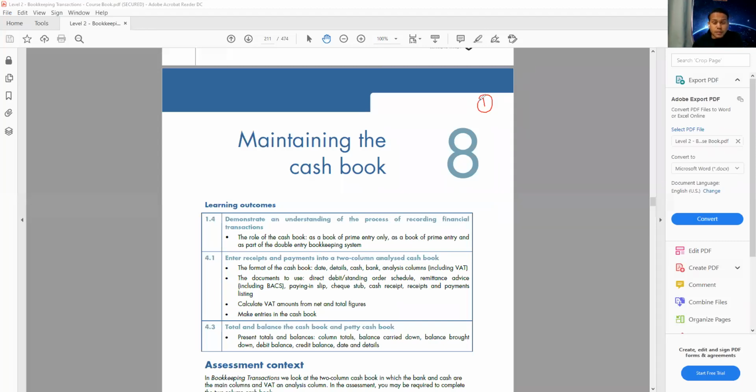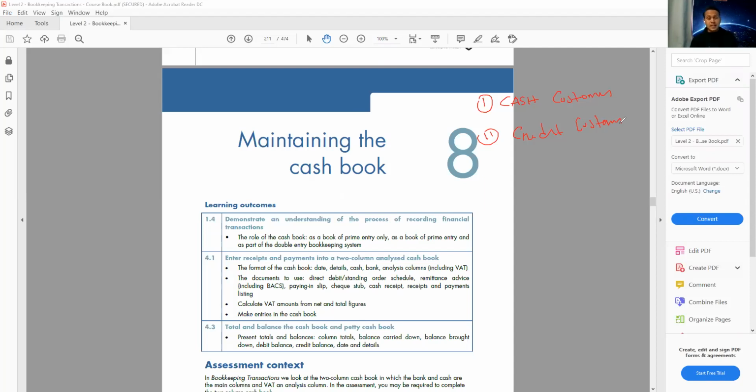The first thing we need to remember: how many types of customer do we have? We have two types of customer. We have a cash customer and a credit customer. Cash customer. And we also have a credit customer. Now we already know the difference between cash and credit.